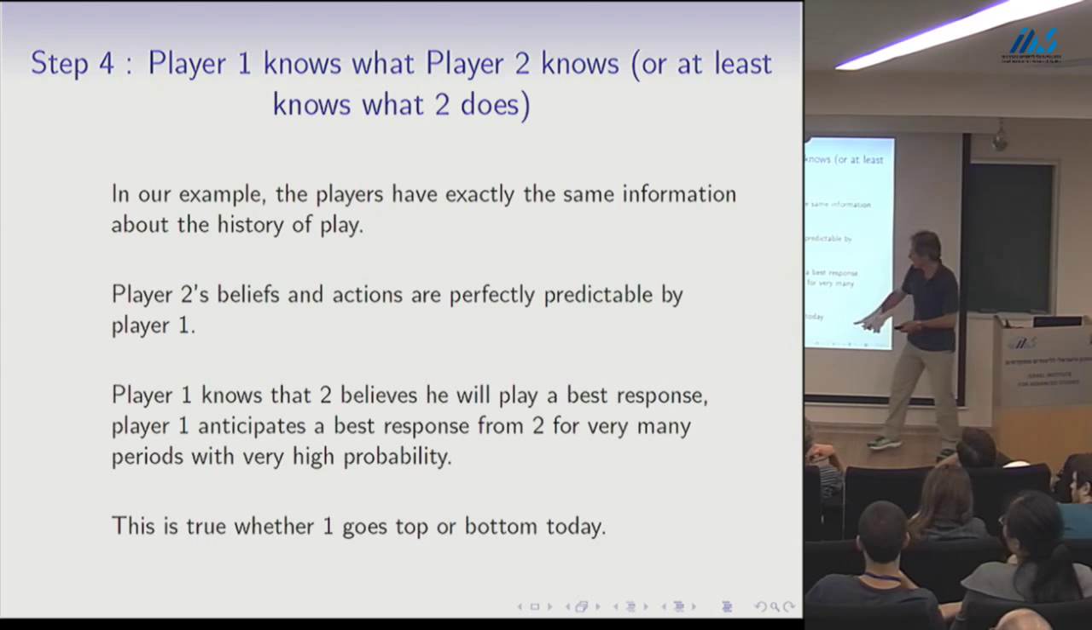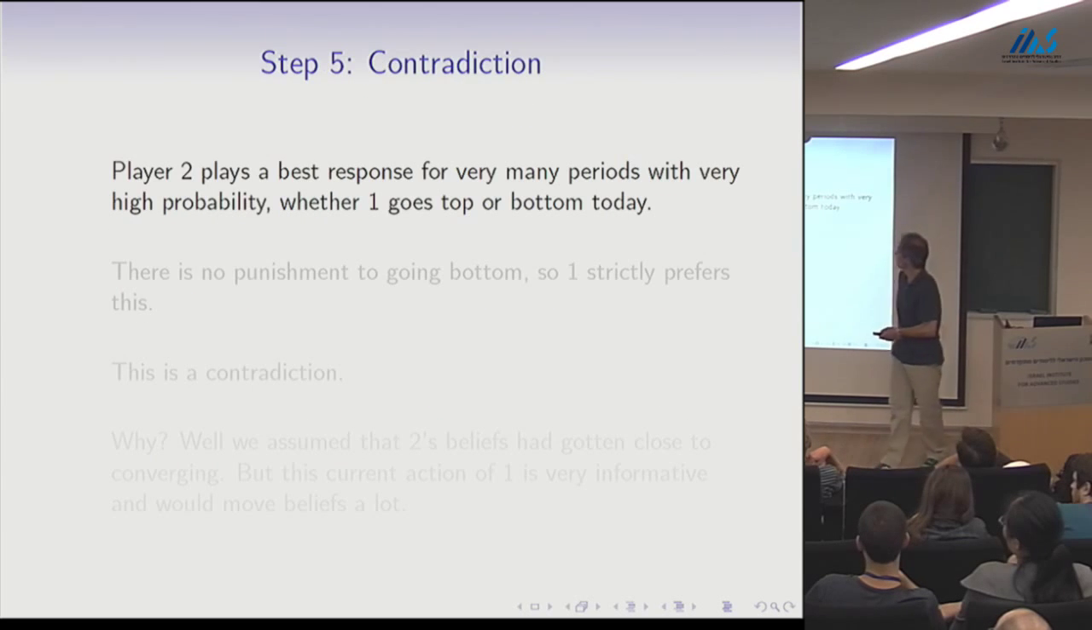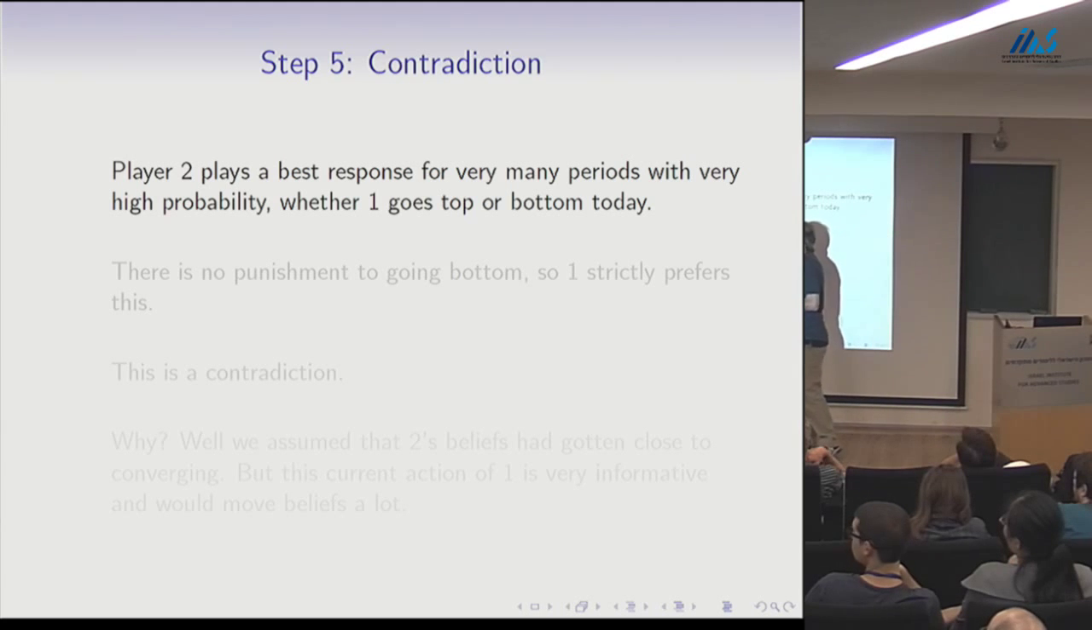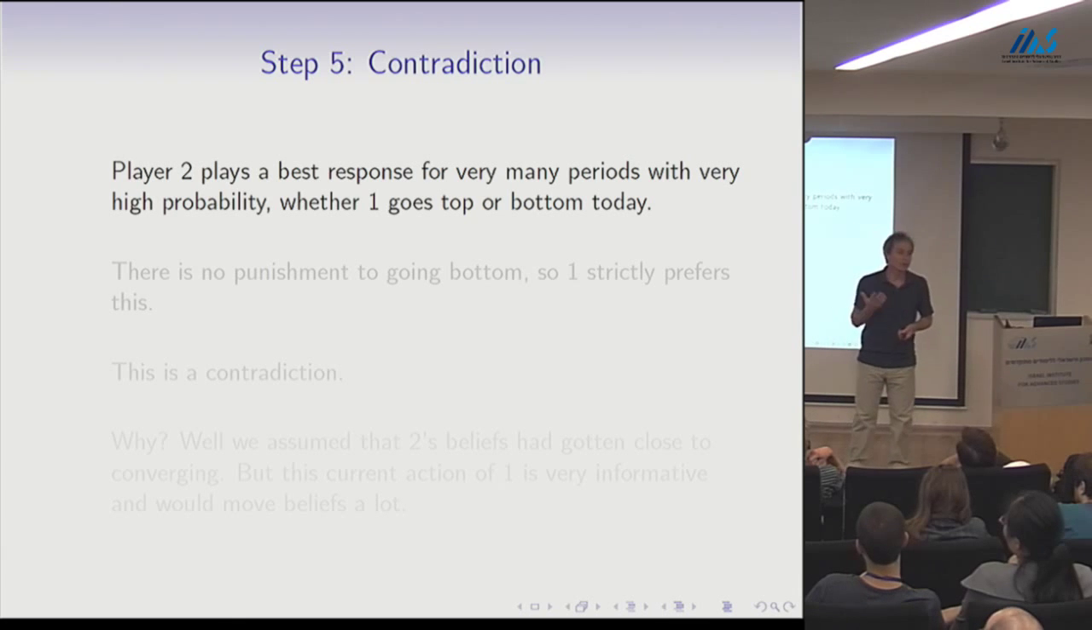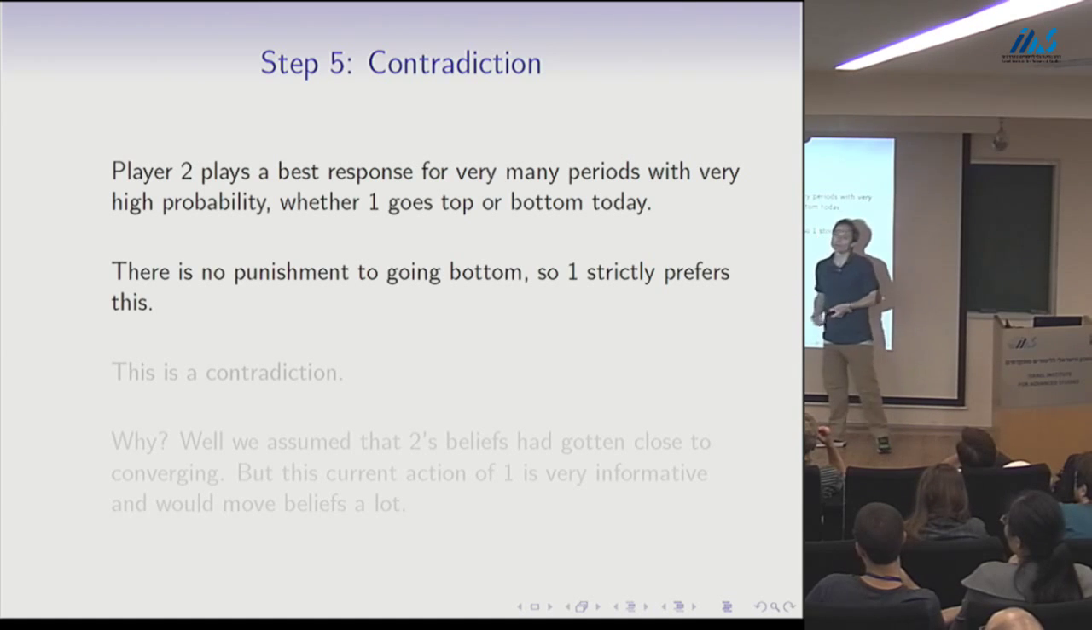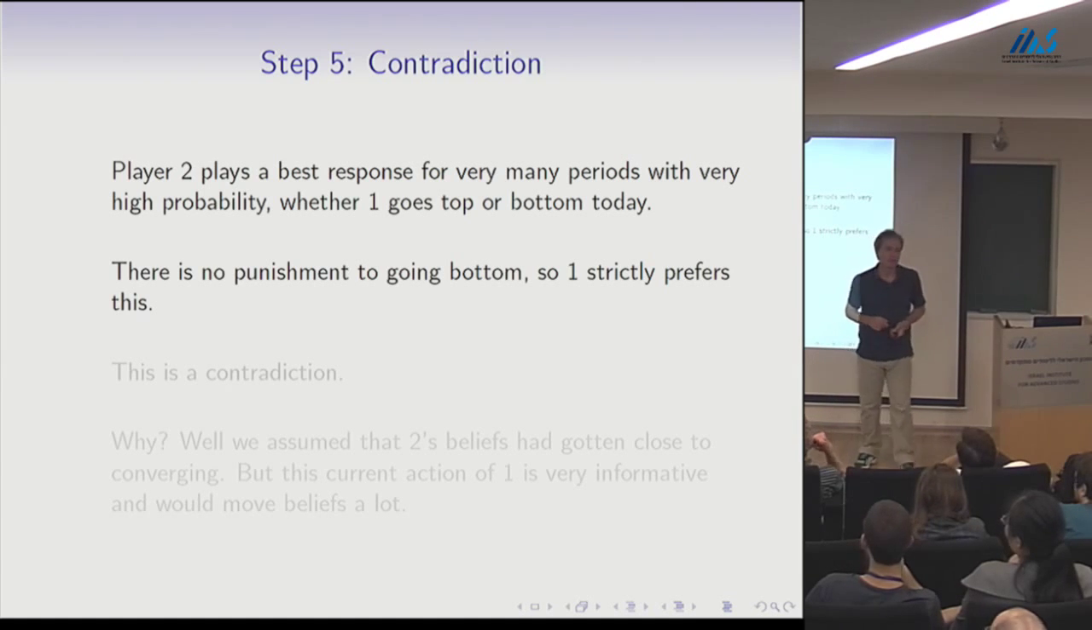Okay? So that's the bottom point. So what does that tell us now when you're in player one's mind? Player one, whether they go top or bottom today, player two isn't going to change their behavior very much. With very, very high probability, they're going to be best responding to the commitment type. So there's going to be no punishment to player one going bottom today. Well, there's going to be a very, very small punishment, but nothing substantial.